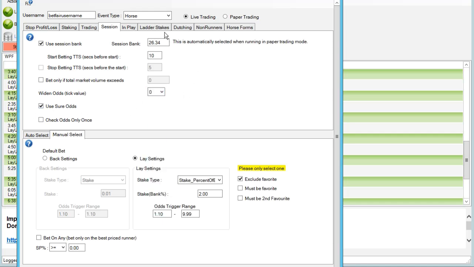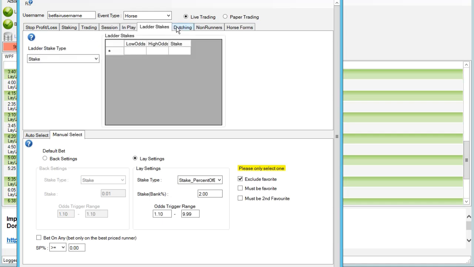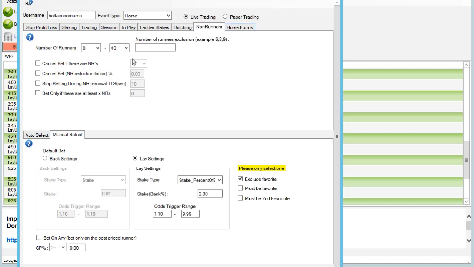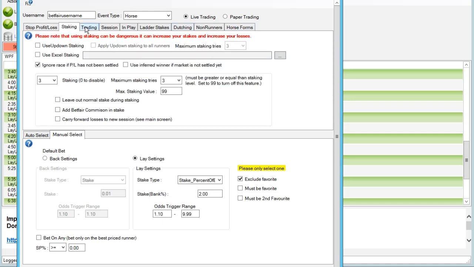I just prefer short odds. We're not going in play, so we don't have to go that way. We're not using ladder stakes or Dutch-in, or we're not even worried about non-runners. We're not using horse form. So in this particular case, we've just got those 3 things to change.